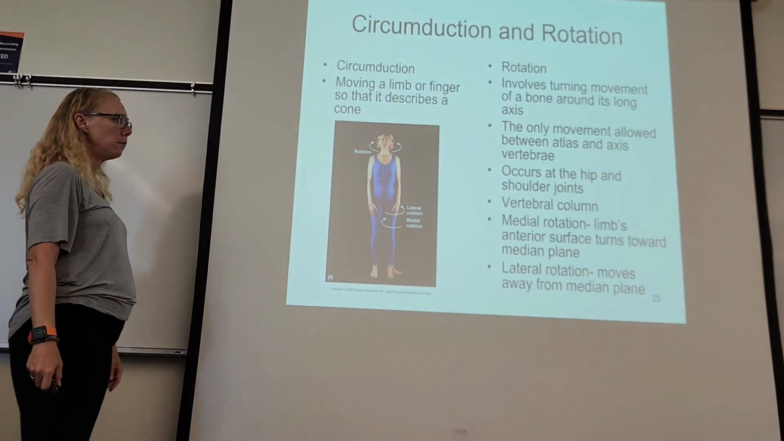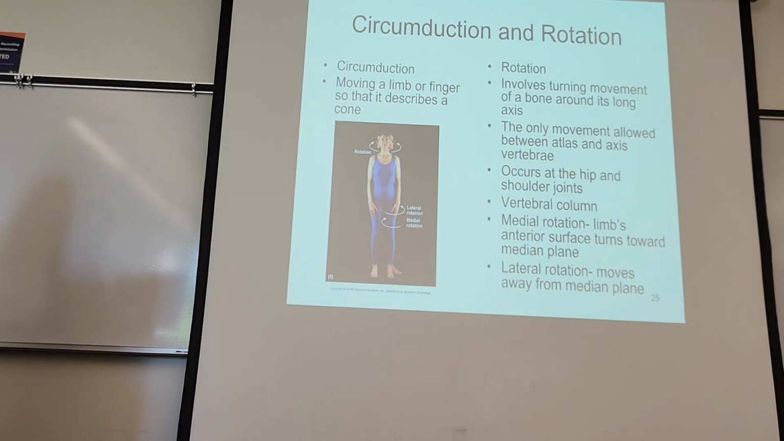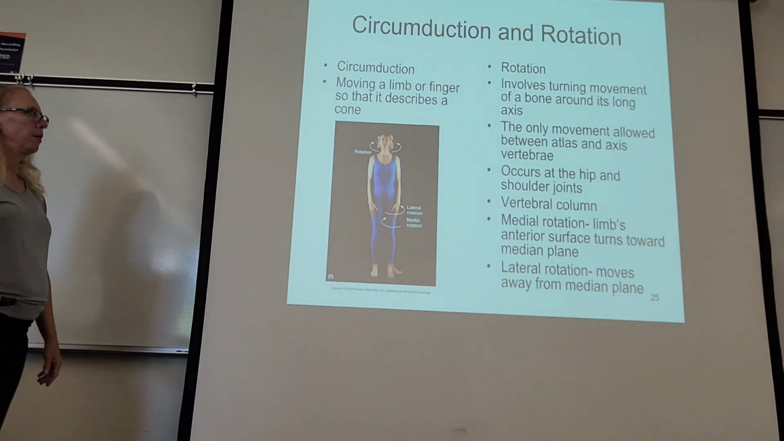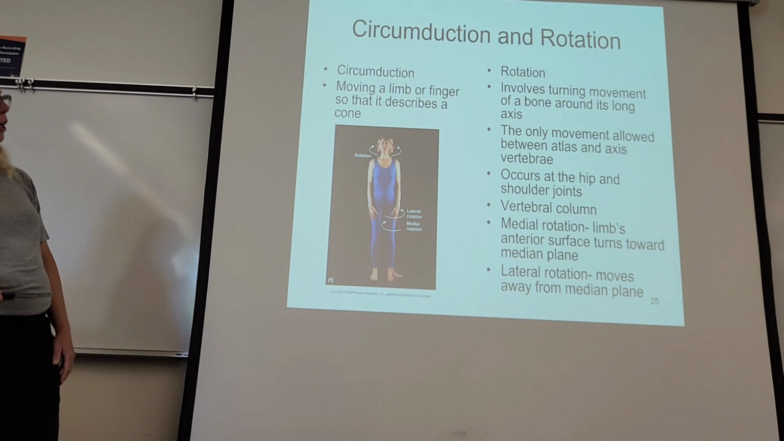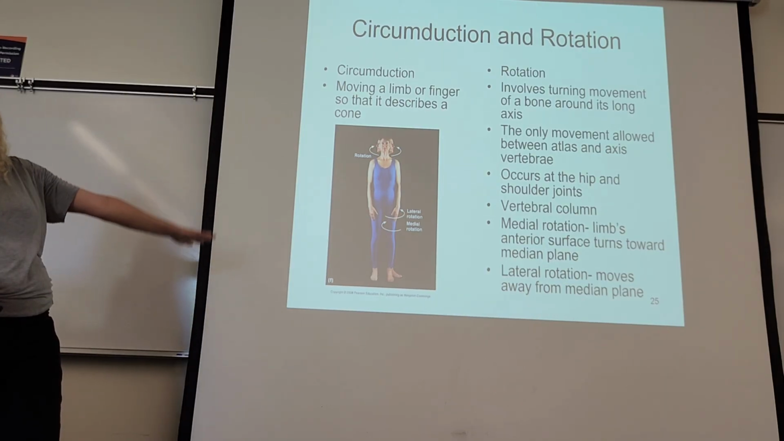Circumduction. So circum, going around, a roundabout. If you're moving a limb or a finger so that it describes a cone, it's more of a limb, not so much a finger. If you're moving a limb so that it does a cone-shaped movement, where in the body do you think you can do circumduction? Your arm. Ball and socket.